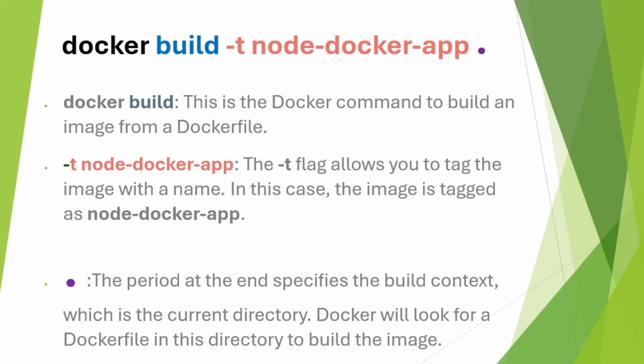In summary, this command tells Docker to create an image named node-docker-app using the Dockerfile located in the current directory.